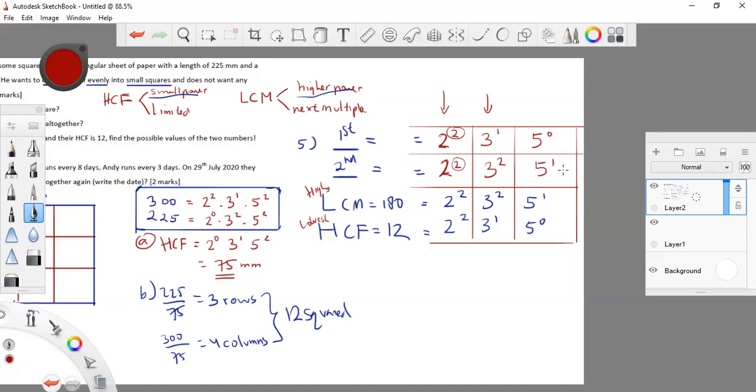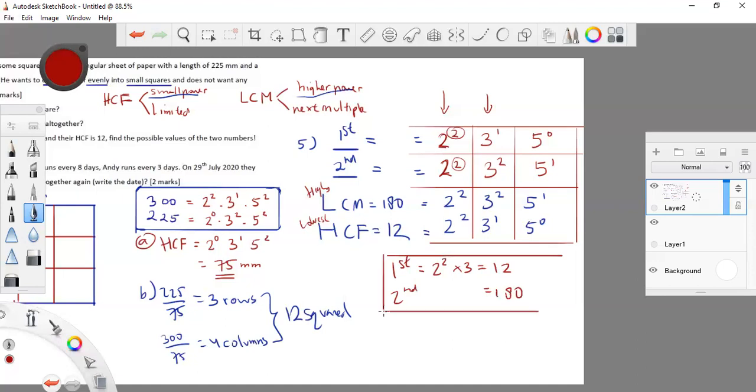Okay, that's all. So what are the possible values of the two numbers? The first number will be 2 square times 3 times 1, so the 5 is ignored. So it is 12 itself. And the second number will be 2 square times 3 square times 5, which is LCM 180 also. So it can be the same number, right? But do we have any other options?